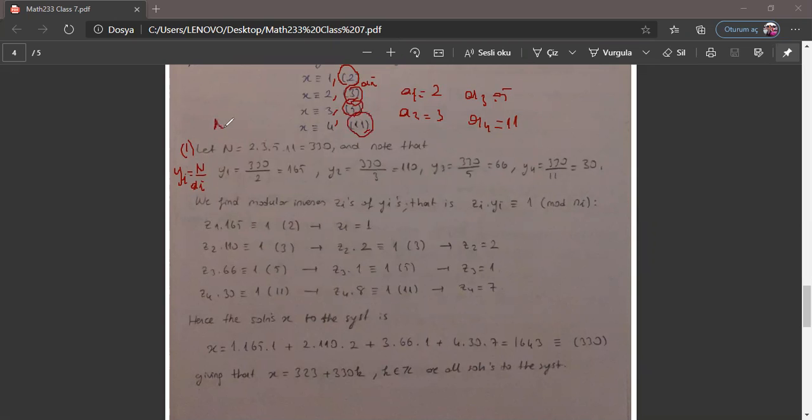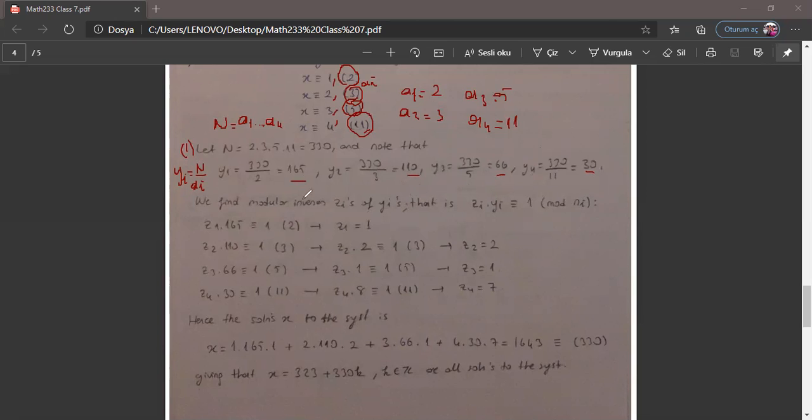Okay, so we computed and by multiplying them. Now we have y1, y2, y3, and y4. Now what do we do? We find the modular inverses of these yi's. How do we do that?